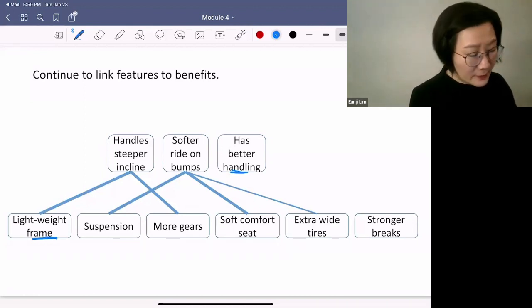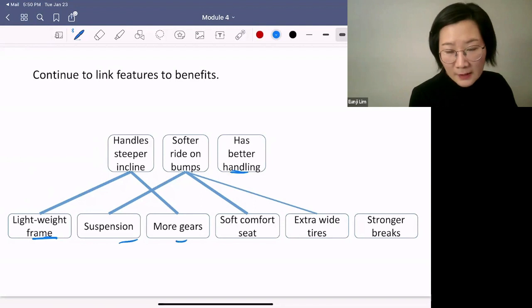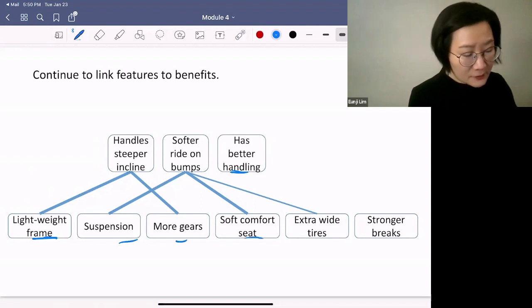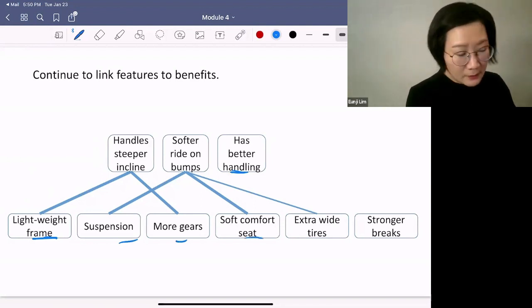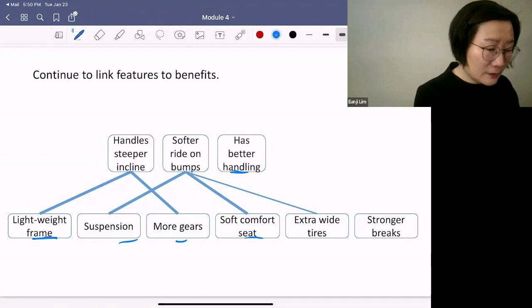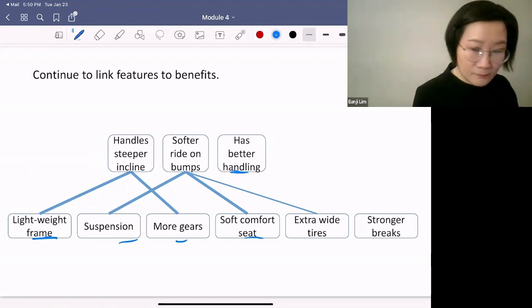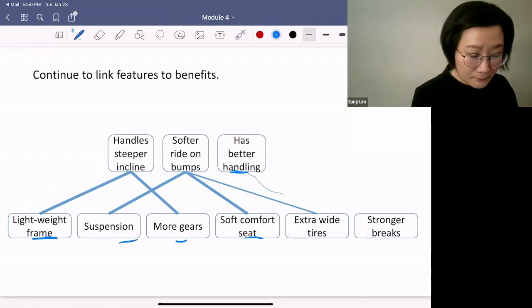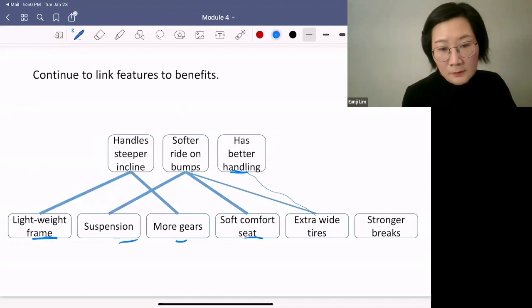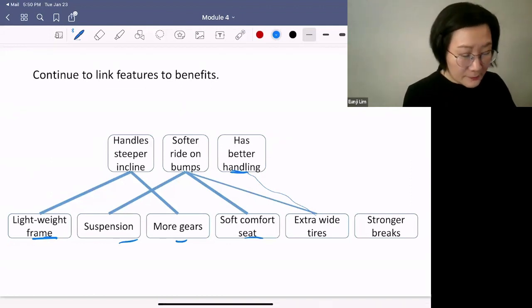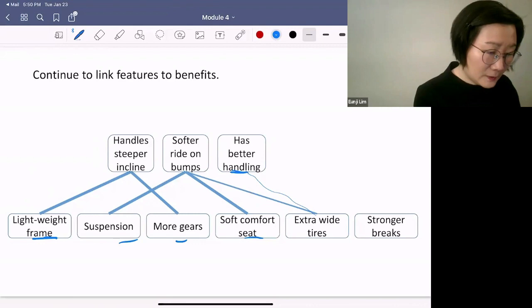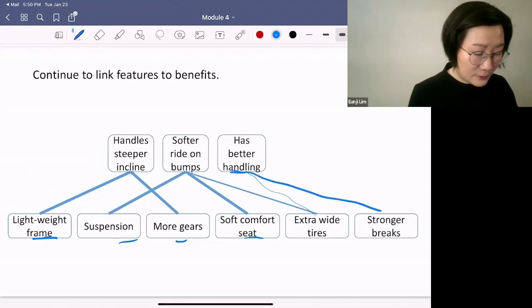Suspension? Not related. More gears? Not related. Soft comfort seat? Not related. Extra wide tires? Probably, but just a little. So I'm going to use a thinner line. Next, stronger brakes? Yes, probably. So, stronger relationship.